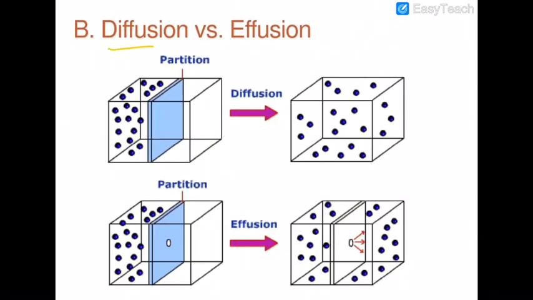Now consider diffusion versus effusion. Let us suppose there are a lot of gas molecules present and a partition, the blue colored partition, is there. If you remove that partition, what will happen? The molecules will spread all over the space. That is called diffusion.